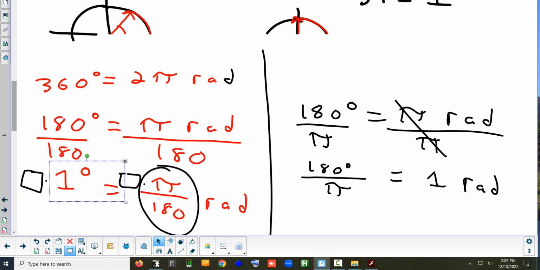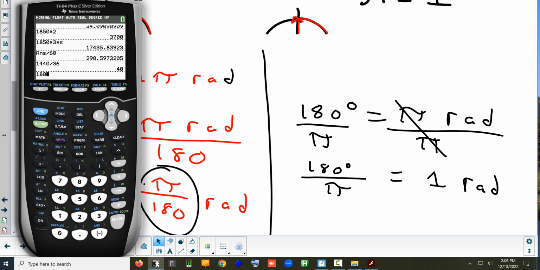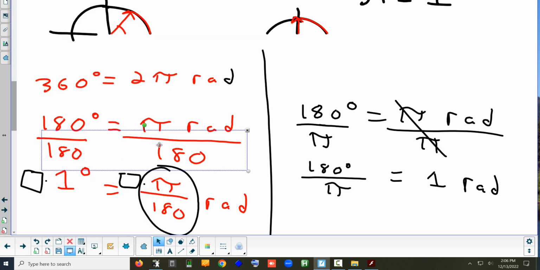So I told you earlier that 1 radian was a little less than 60 degrees. 1 radian is not exactly, but about 57.3 degrees. That's what 1 radian is. Now, let's do the same thing. That's a formula for 1 radian.